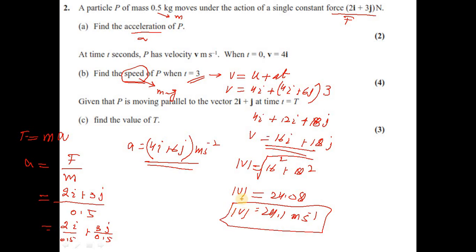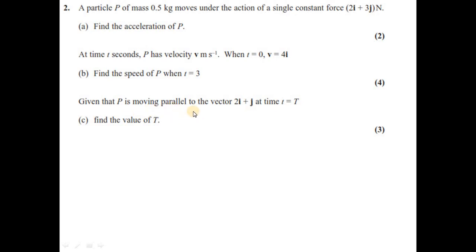Given that P is moving parallel to the vector 2i plus j at time t equal to T, find the value of T. Okay, so let me just clean this. Yes. So given that P is moving parallel to the vector 2i plus j at t equal to T, find the value of T. So the velocity at t equal to T is v equal to u plus a into t.